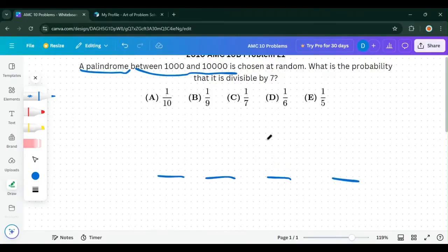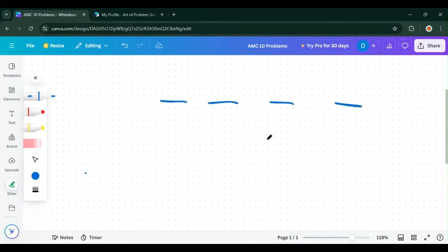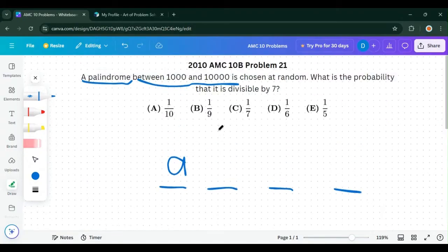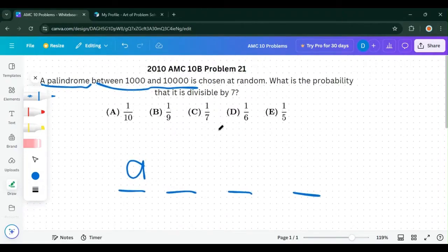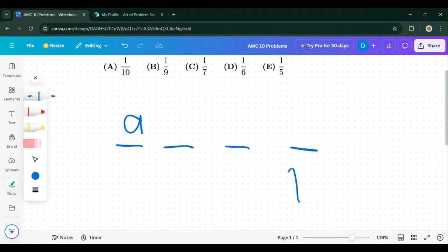We can first name each digit as a variable. We're going to name the first digit as A. We already know the last digit too, because if it reads the same forwards and backwards, we read the first digit as A and the last digit also as A, because we're starting from both places and they have to be the same.